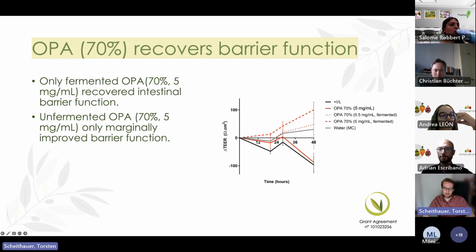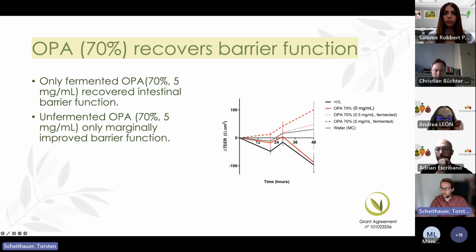There it was interesting when we look at the unfermented one, which is the continuous red line. It's very similar to the inflammatory condition, which suggests that at 70% oleuropein, this concentration is too high for the system. So this can disrupt the epithelial barrier function. But if you look at the fermented components, which are the dashed lines, you can see again, similar to the OPA20, that it's higher than the water control. And there's also some kind of dose response.